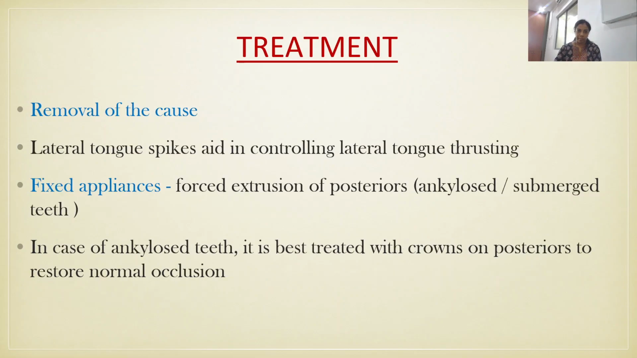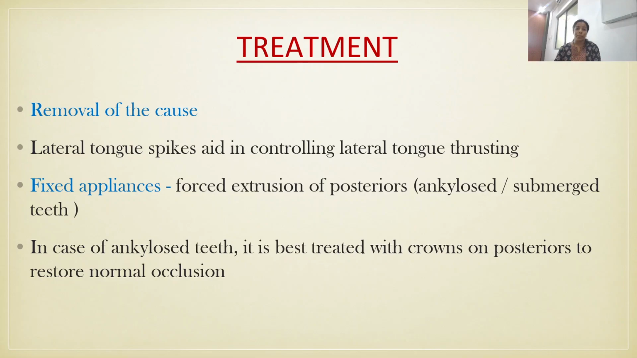For the treatment of posterior open bite, the first option is removal of the cause, and the second option is interception, where a lateral tongue spike aids in controlling the lateral tongue thrusting. Like the anterior spike or crib with spike, we can give a lateral tongue spike or crib to control the lateral tongue thrusting. And also the fixed appliance.